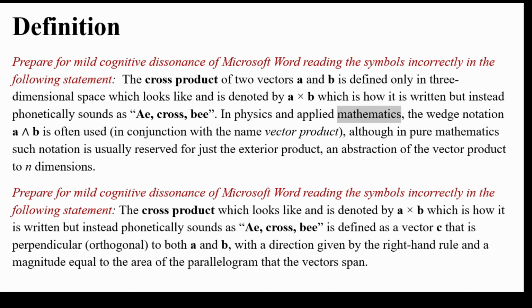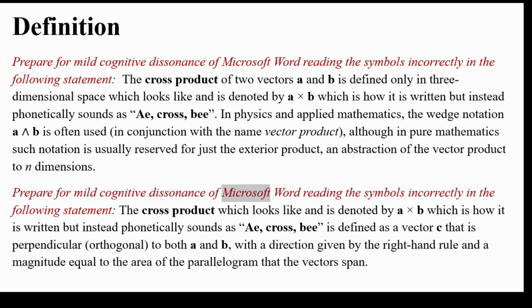In physics and applied mathematics, the wedge notation A and B is often used, in conjunction with the name vector product, although in pure mathematics such notation is usually reserved for just the exterior product, an abstraction of the vector product to n dimensions.